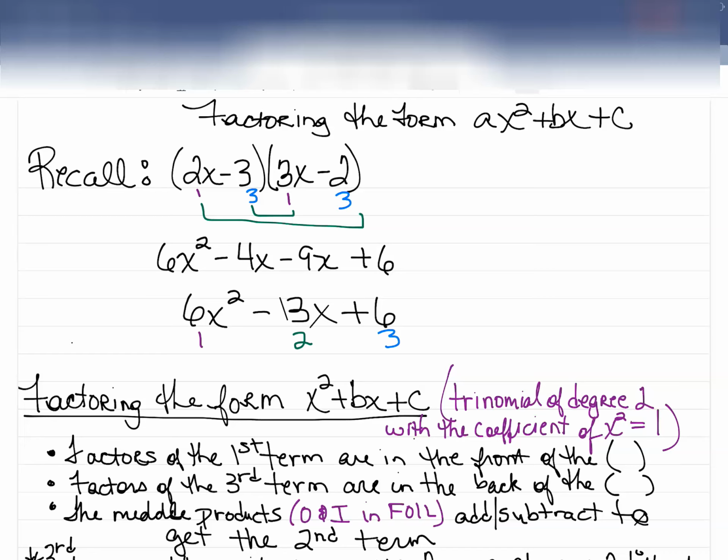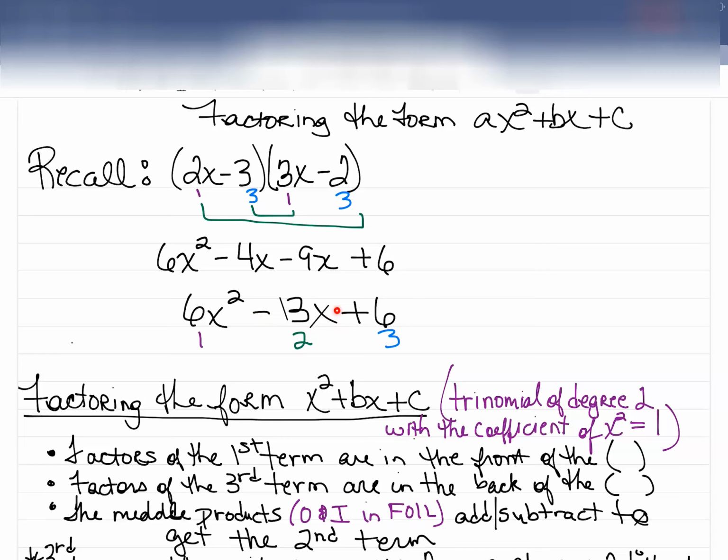If we would have had 2x minus 3 in parentheses times 3x minus 2 in parentheses being multiplied together, the 2x in the front parentheses times the 3x in the front parentheses would give me my 6x squared. That would just get copied down. The minus 3 in the back parentheses times the minus 2 in the back parentheses would give me my plus 6. That would just get copied down. The 2x in the front times the minus 2 in the back with the minus 3 in the front times the 3x in the back would give me a minus 4x and a minus 9x that would combine to get the minus 13x.